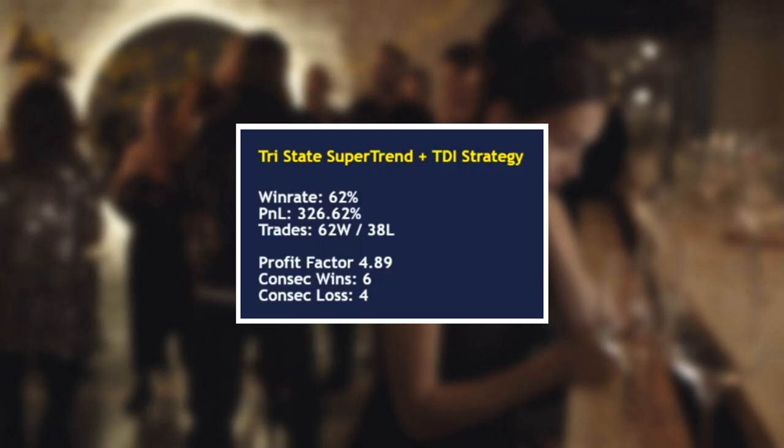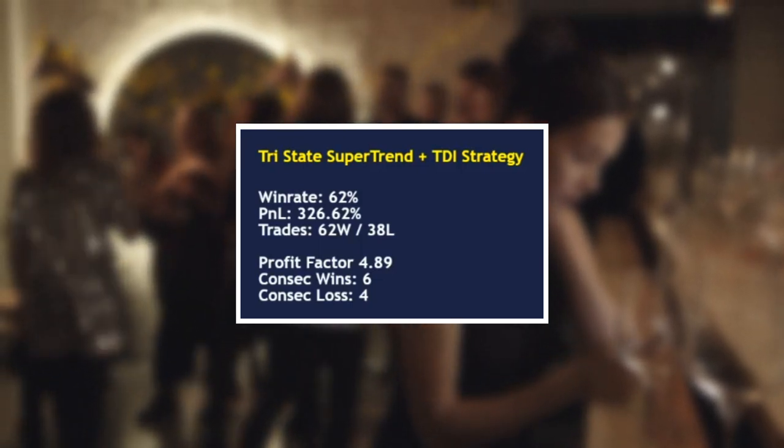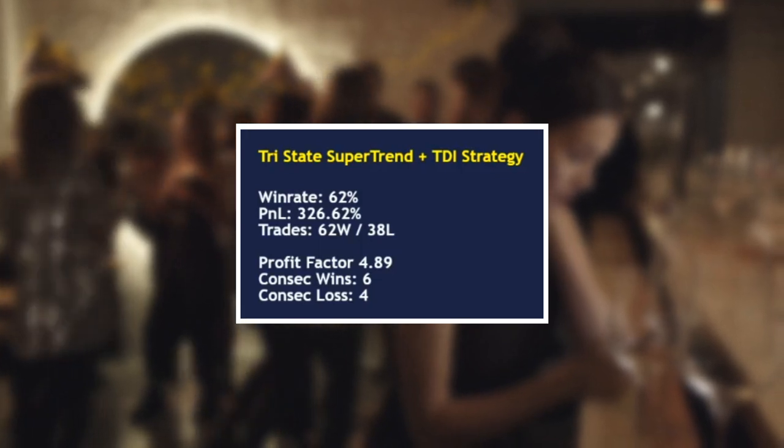Overall, this is a very, very good strategy, and it is always nice to see a win rate above 60%, especially with a very high risk to reward ratio. I scalped this strategy on the 5-minute chart on GBP JPY. If you've watched my channel previously, you know that that is one of my favorite pairs to trade.